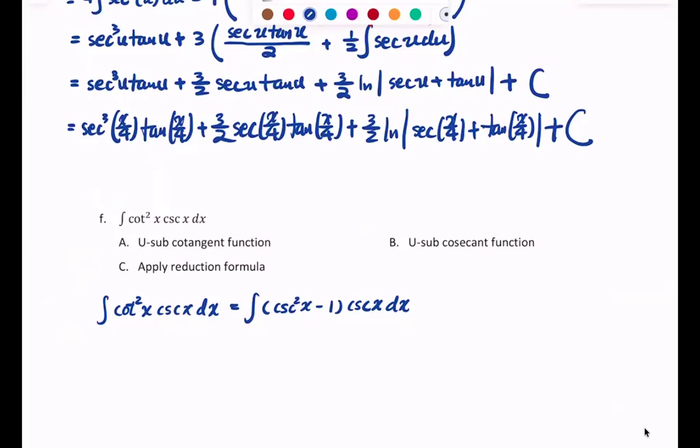And if we do that, what do we get? Cosecant cubed, and then cosecant, right? Basically two separate integrals. Cosecant, we have a formula. You can do it right away. And what do we do with cosecant cubed? Reduction formula. Yep.